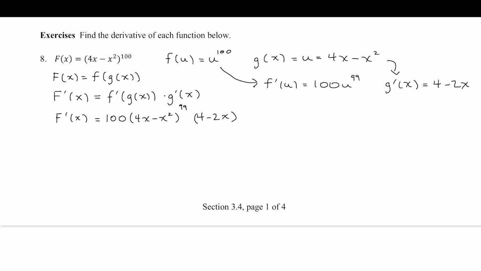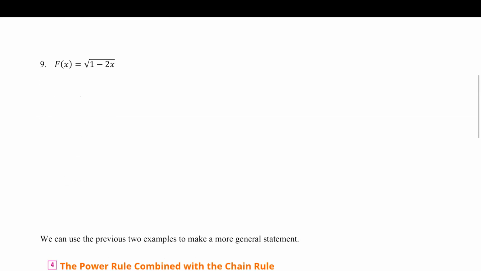Now the common mistake that students make is to put the g prime, the derivative of the inner function, in place of g in the f prime. And I don't even want to write it down because I don't want you to do it wrong, but that's something to be on the lookout for.